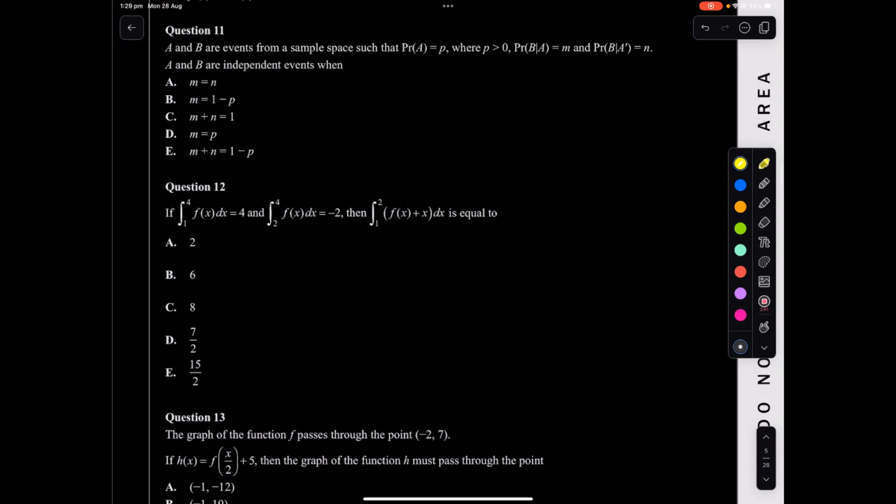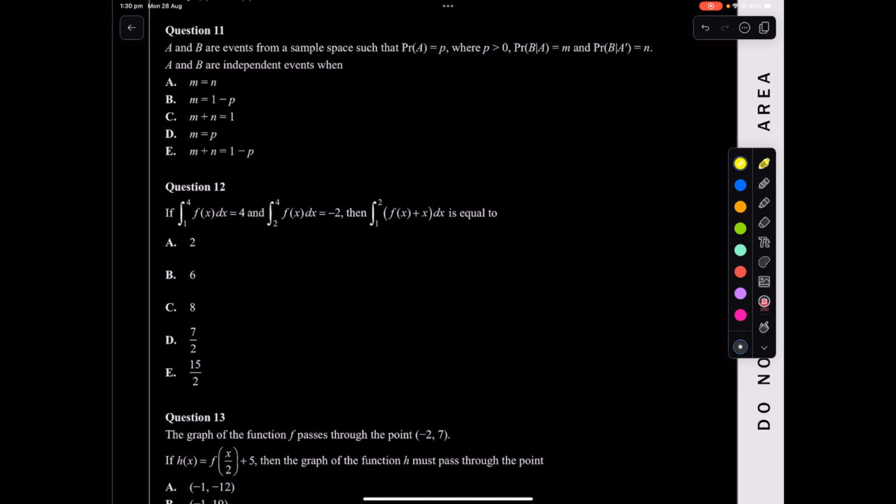Perfect. A and B are events from a sample space such that the probability of A equals P, where P must be greater than 0, and the probability of B given A is M, the probability of B given A complement equals N. A and B are independent events when. Okay.